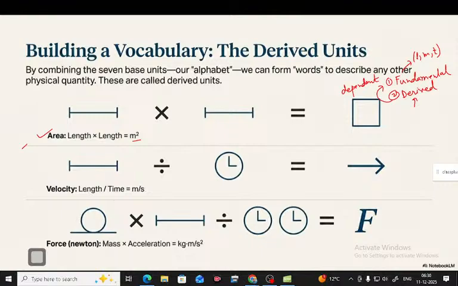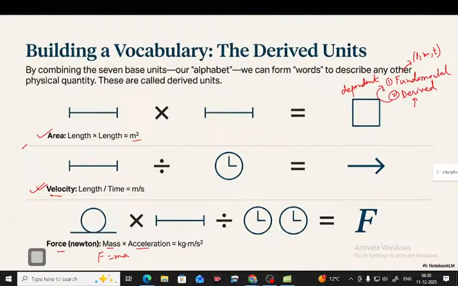Not only that, suppose volume, velocity. Velocity equals length by time. Length is a fundamental unit, and time is also a fundamental unit. But velocity is a derived unit because it is dependent on the fundamental units. And now force. You know that F equals mass into acceleration. So it's the mass and acceleration. Therefore, force is a derived unit.